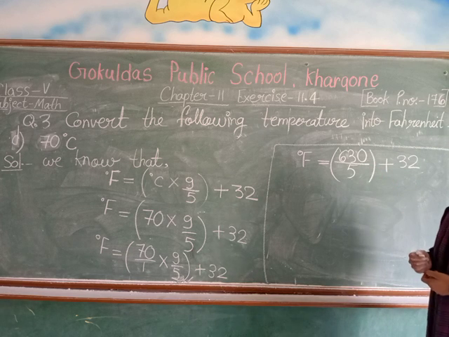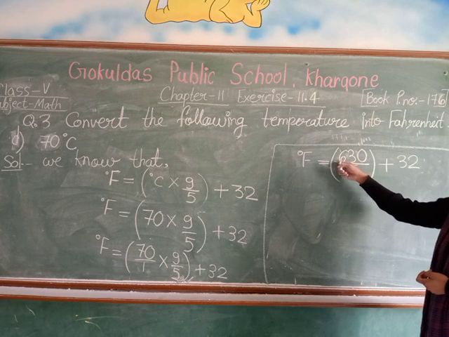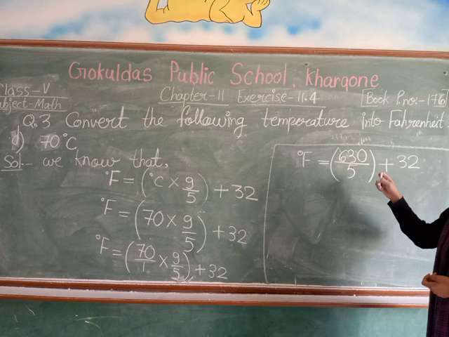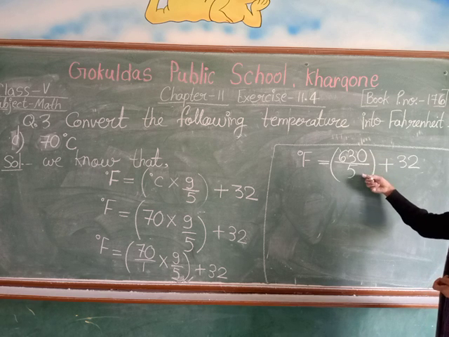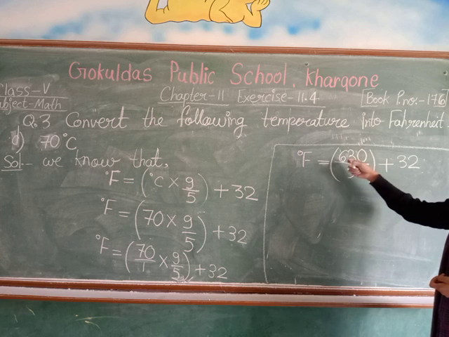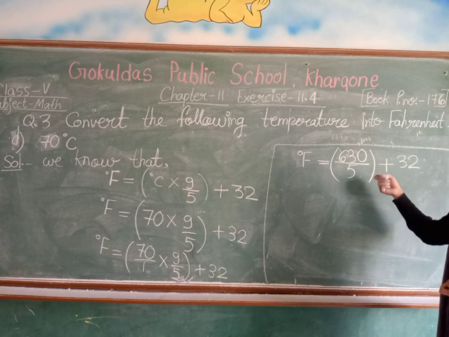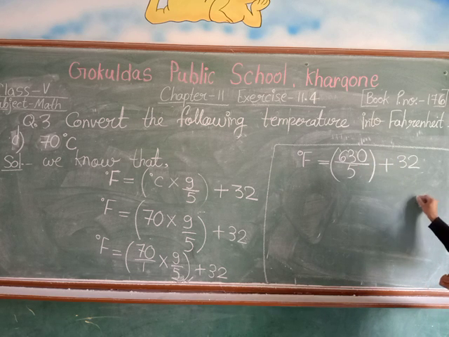Now what is this bracket saying? This bracket is saying divide 630 by 5. How do we read it? 630 upon 5, 630 by 5, or 630 divided by 5. It means we need to divide 630 by 5.